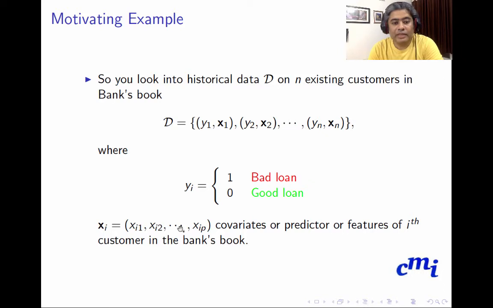xi equal to (xi1, xi2, ..., xip) are the covariates, or the predictors, or the features of the ith customer in the bank's book. The covariates could simply be the age of the customer, education level, income level, what kind of profession the customer is working in, or if it is a company, what kind of business they are in. All this information goes into xi, the feature matrix, or the predictor matrix.